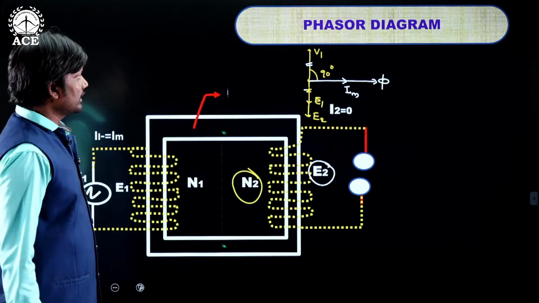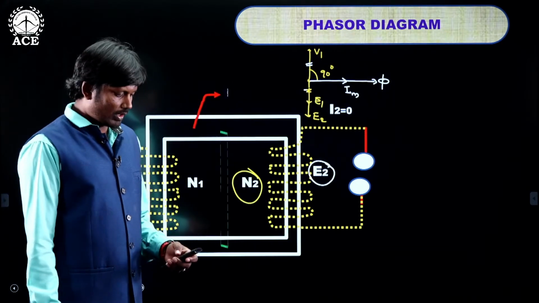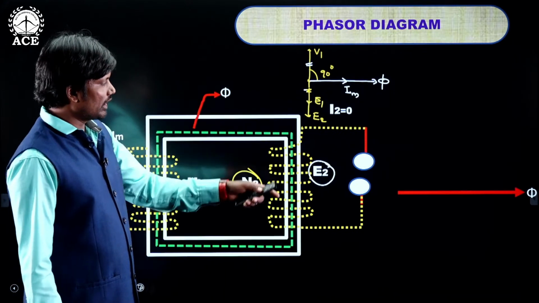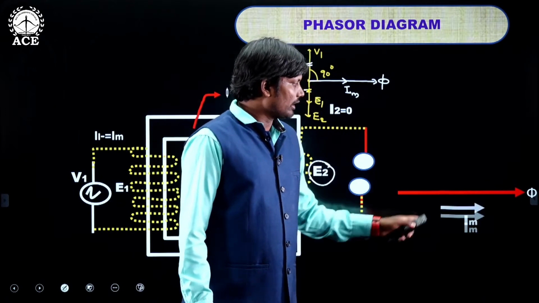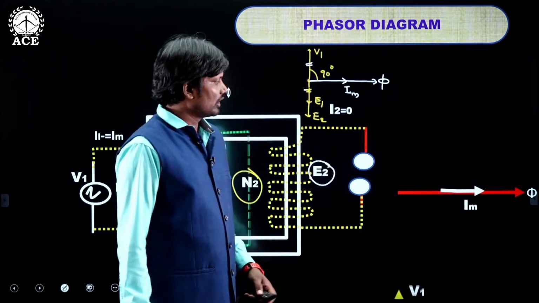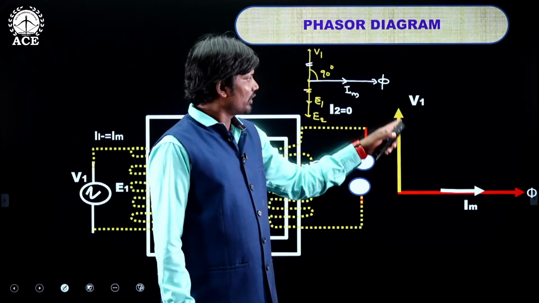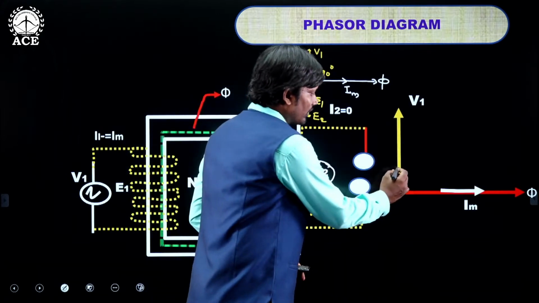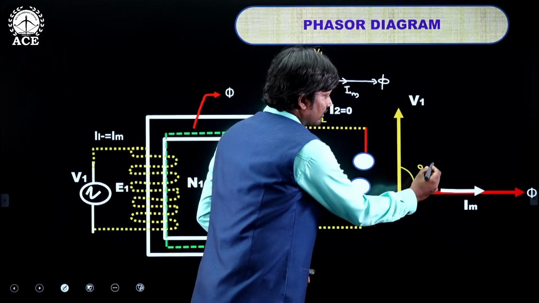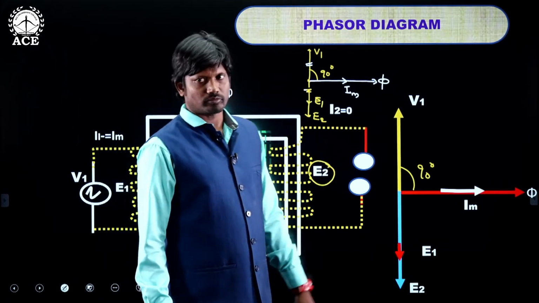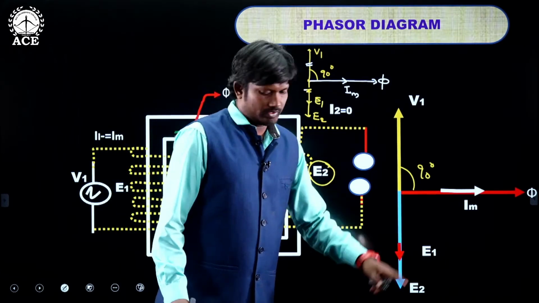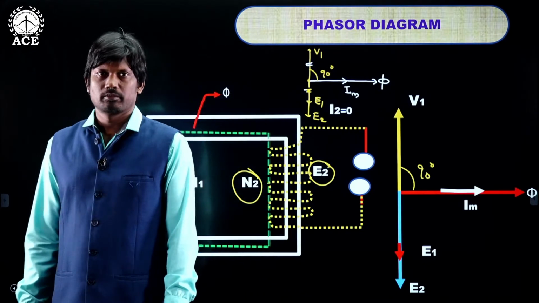Okay, this is the phasor diagram of an ideal transformer under no load condition. See here, same thing. The flux is constant. The flux is the reference. Im is in phase with this flux. Im lags V1, which means V1 leads Im by 90 degrees. E1 is opposite to V1, and both are in phase.